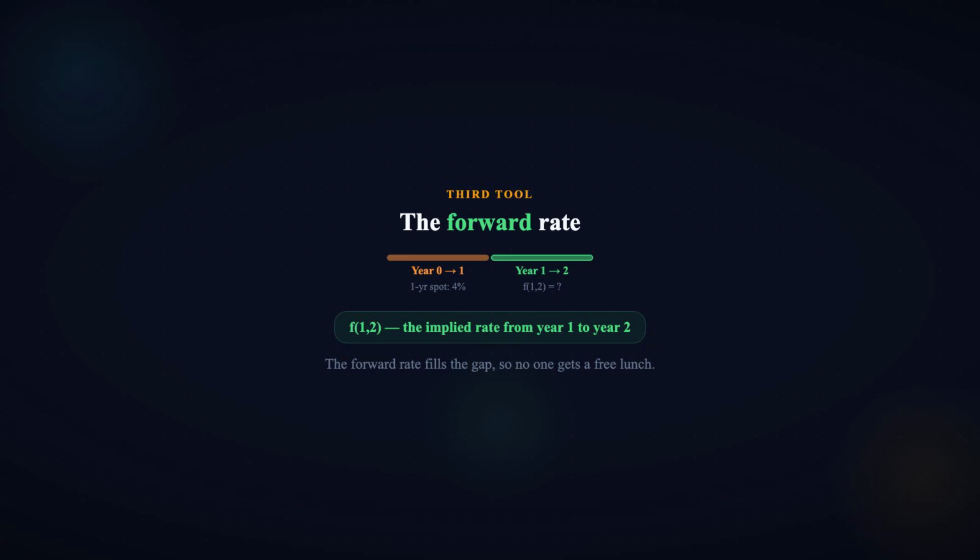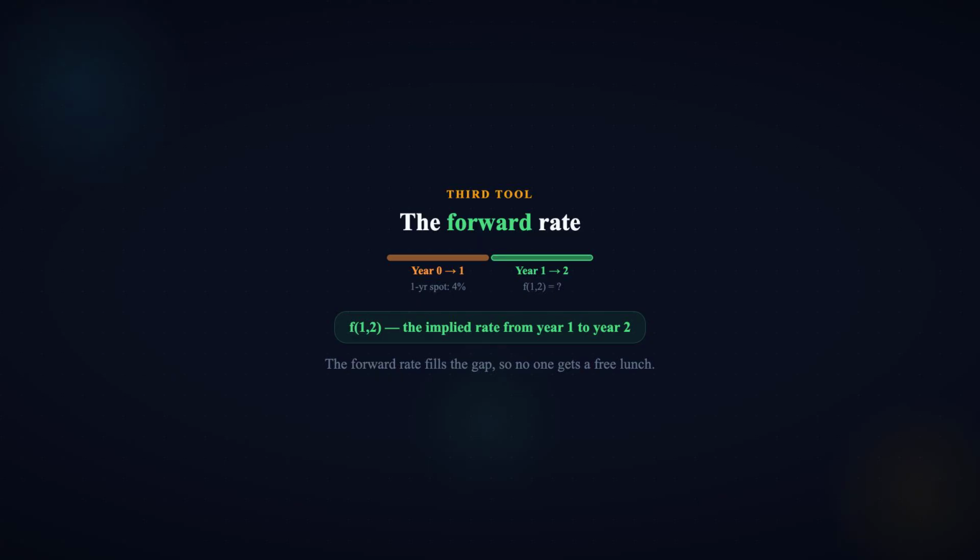You also cannot just use the 1-year spot. That rate tells you what happens from today to year 1. You need a rate from year 1 to year 2. The rate that fills that gap is called a forward rate. In the standard notation, it is written f of 1, 2. That means the implied rate starting at year 1, ending at year 2.